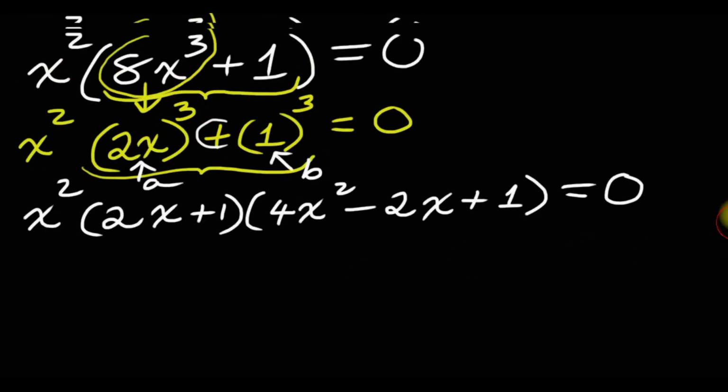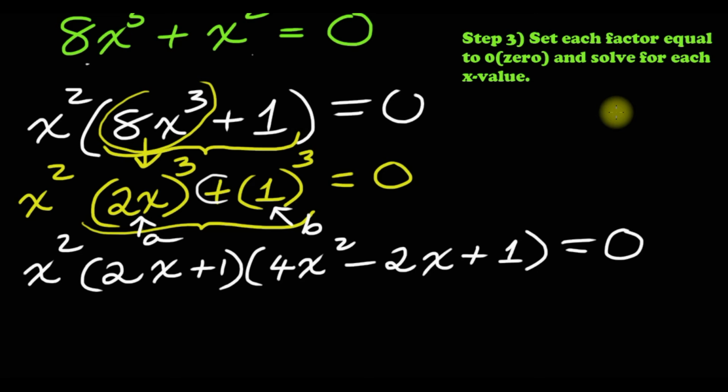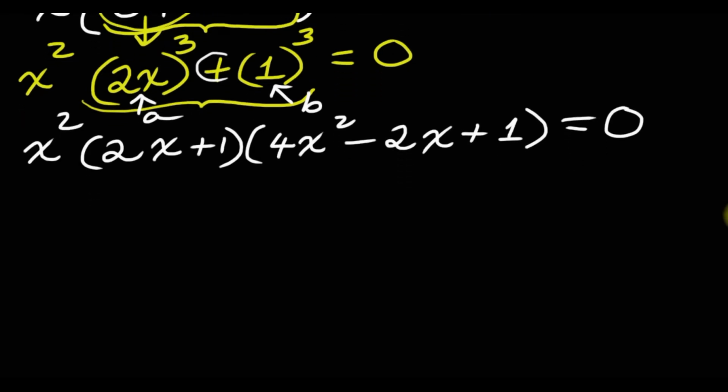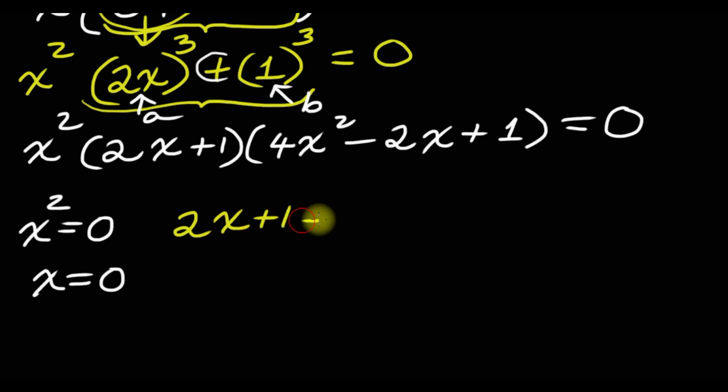And the last thing we have to do is set each factor equal to 0 and then solve for x. So we have 3 factors that we need to set equal to 0 and then solve for. So the first one is x squared equals 0, so that x is just going to be 0. Okay, the second one is 2x plus 1 equals 0. So when you solve it, take away 1, divide by 2, so you get negative 1/2.